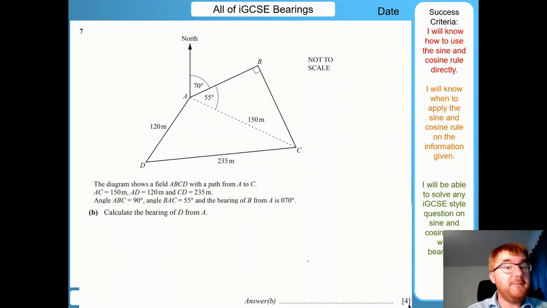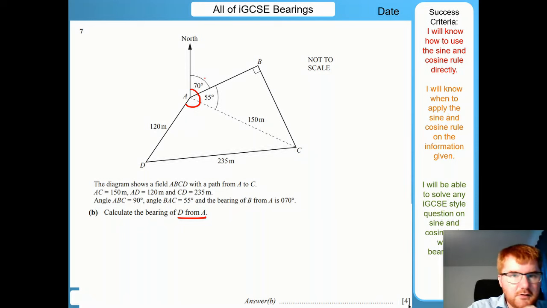Now we're going to move on to the bearings. Again, this is why you're watching this video, seeing where the bearings do appear. And in this place, we need to work out the bearing of D from A. Very important we read the question. So D from A, so we start at A from the north line, and then we go round until we hit the line DA or AD. So notice we're looking for, again, this reflex angle here.